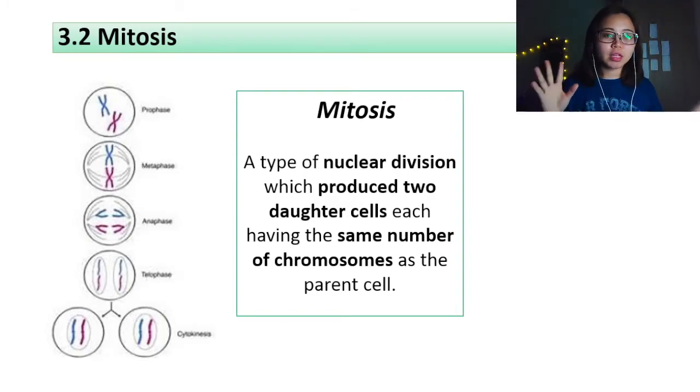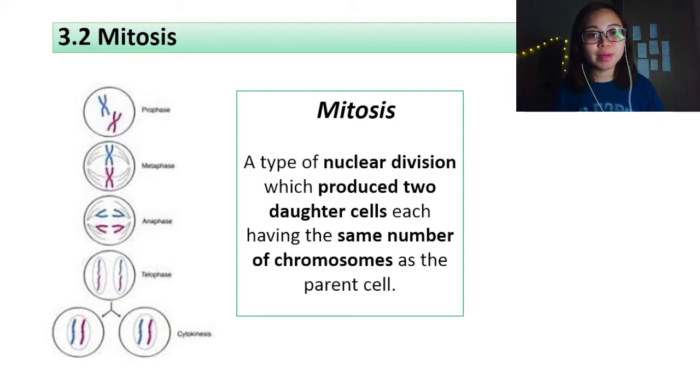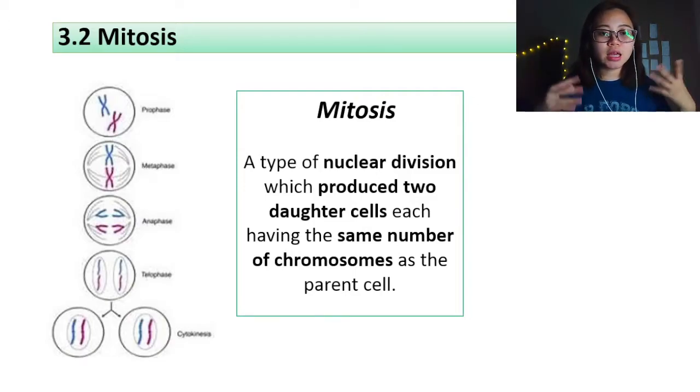Okay, this is subtopic 3.2, mitosis. So we take the definition of mitosis first. Mitosis is a type of nuclear division which produces two daughter cells, each having the same number of chromosomes as the parent cell. So if you look at the diagram on the left, we start with a cell that has two chromosomes, and when we finish, each daughter cell also has two chromosomes.